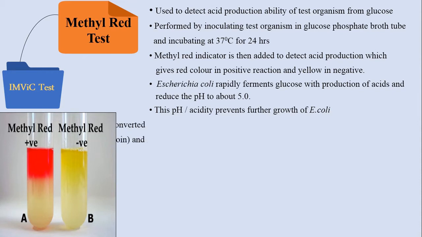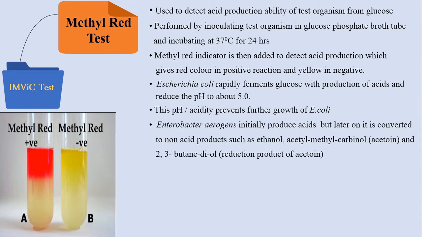However, the organism Enterobacter aerogenes initially produces acids, but later on the produced acid is converted into non-acid products such as ethanol, acetyl methyl carbinol, that is also called acetone, and 2,3-butanediol, which is a reduction product of acetone. Because of this, Enterobacter aerogenes continues to grow in the glucose phosphate broth medium without producing its limiting pH.